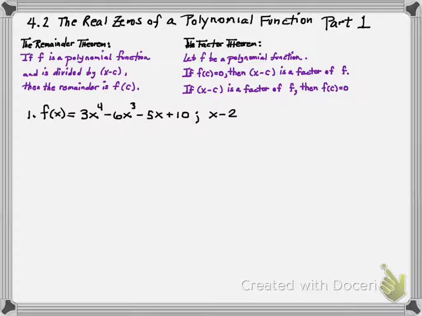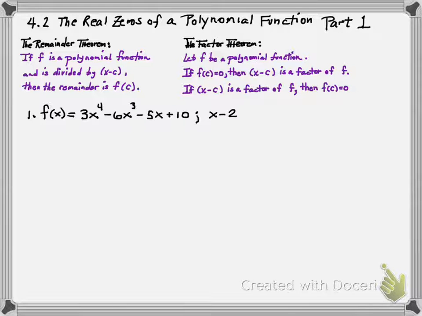And the factor theorem, which says let f be a polynomial function, and if f of c equals 0, then x minus c is a factor of f, and the converse is true as well. If x minus c is a factor of f, then f of c equals 0.